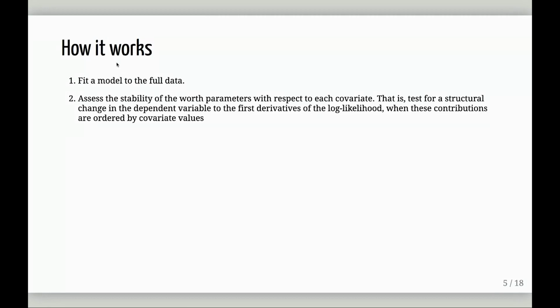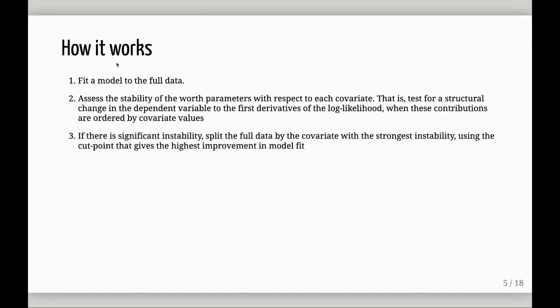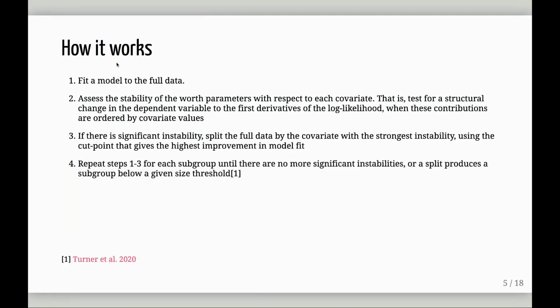So when the model looks at the data, it tries to find instability, to see if the people who have friends that smoke have different attitudes from the people who don't. So it looks for instabilities in those parameters. Then, if there is significant instability, it splits the data on the covariate that has the strongest effect, in this case whether my friends smoke or not. And then it does this recursively, until it accounts for the entire instability across the data, to create that tree.